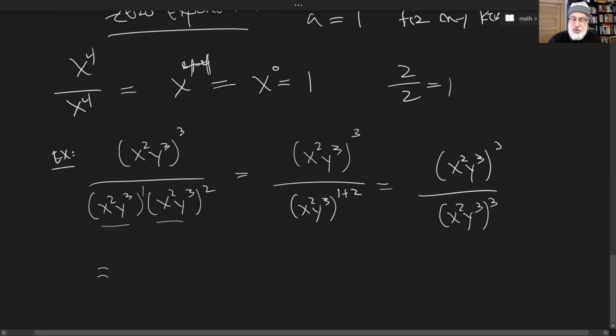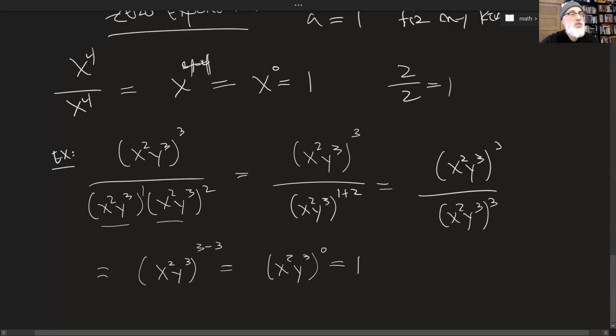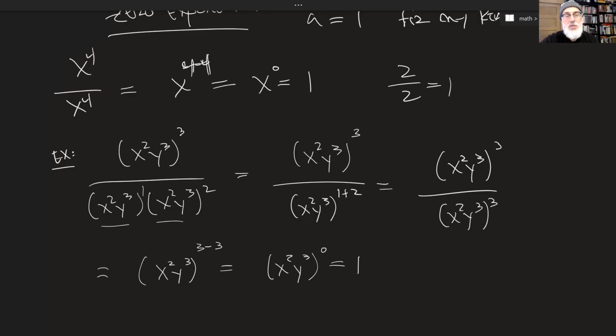Now we apply the quotient rule that says that if I have a division of the same base, I can write that as a subtraction of the powers. So we have 3 minus 3, which is x squared y to the third to the 0, so that's 1. So that means that x squared y to the third divided by x squared y to the third times x squared y to the third squared is just 1 in every case. No matter what values of x and y you plug in there, it would always equal 1.